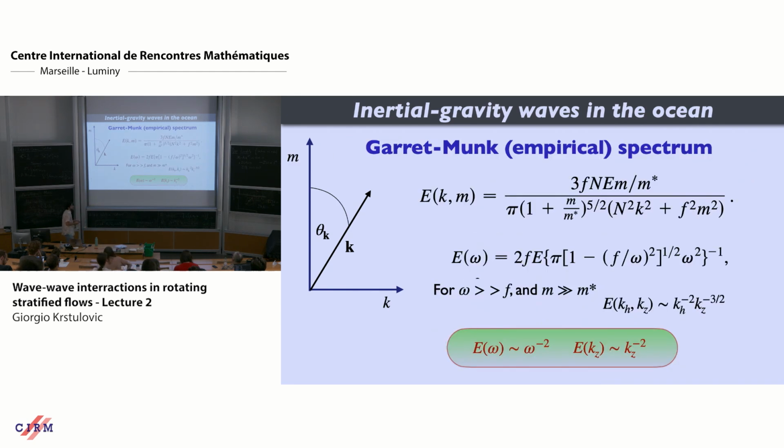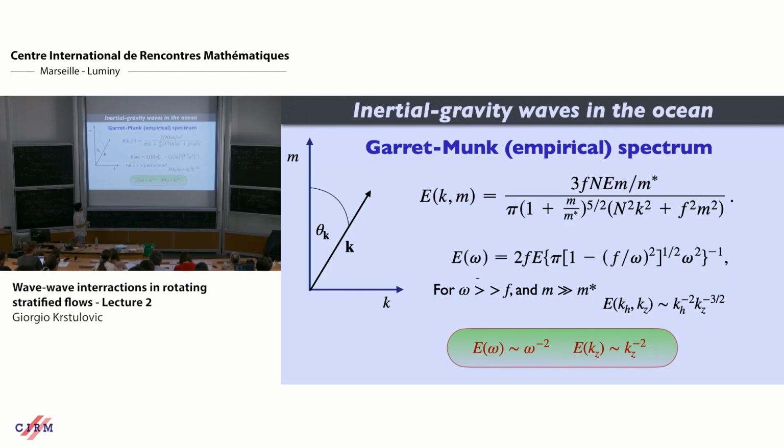I should mention that there is one very famous empirical spectrum, due to Garrett and Munk in the 60s, which is an empirical formula based on dimensional analysis and a very nice understanding of the physics, but it's a huge formula with many fitting parameters. Here I changed the notation a bit, as I was doing copy-paste from other papers: m now corresponds to the vertical wave number, and k here is horizontal. So this is the spectrum in k and m, which will be of interest for the kinetic equation.